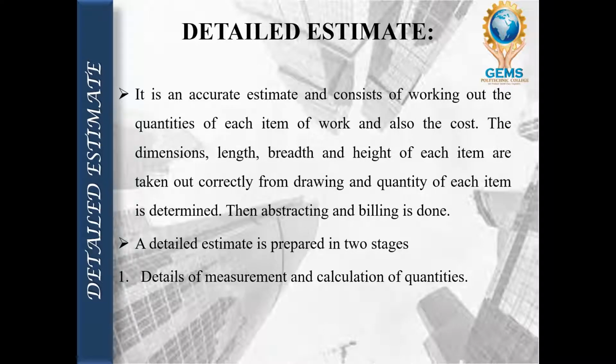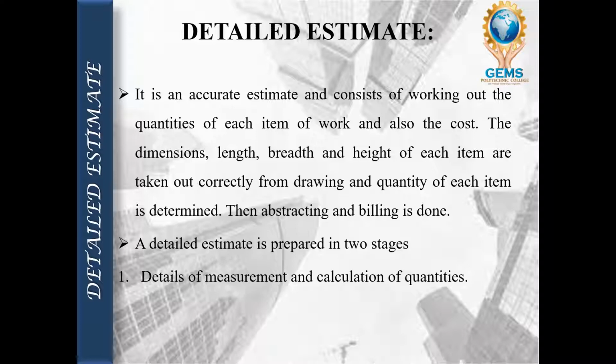It is an accurate estimate and consists of working out the quantities of each item of work and also the cost of the work. So the detailed estimate is nothing but an accurate estimate consisting of working out the quantities of each item of work. Estimation means calculating the quantities of each item of work and also the cost, right?